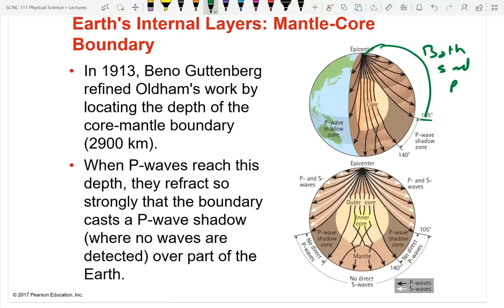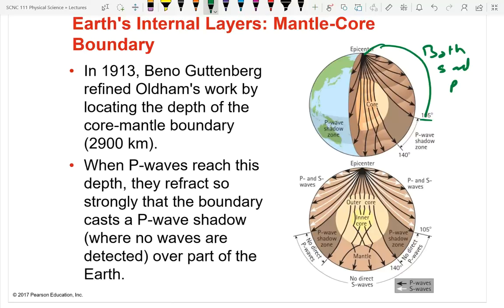So you have a region where there's no P waves. Well, P waves are going to be refracted. And so that region where there's no P waves is where the P waves were refracted at different angles, so it indicated a barrier.